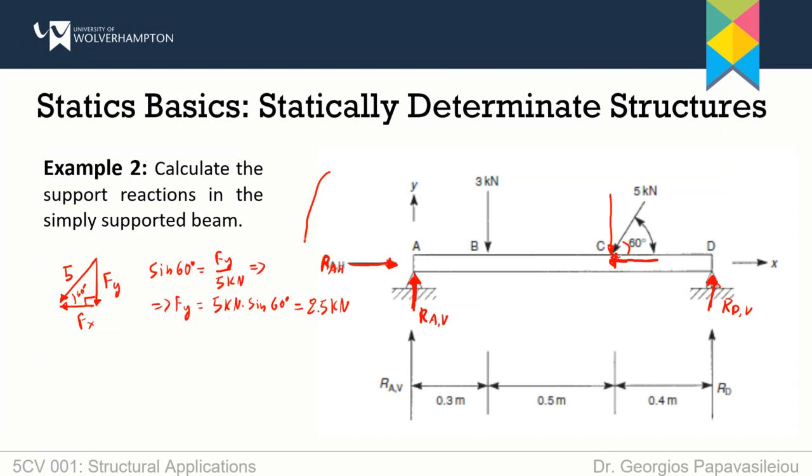Let me just separate that. If we use the cosine of 60 degrees, this would be Fx over 5 kilonewtons, or Fx will be 5 kilonewtons times the cosine of 60 degrees, or Fx will be, let's calculate that.